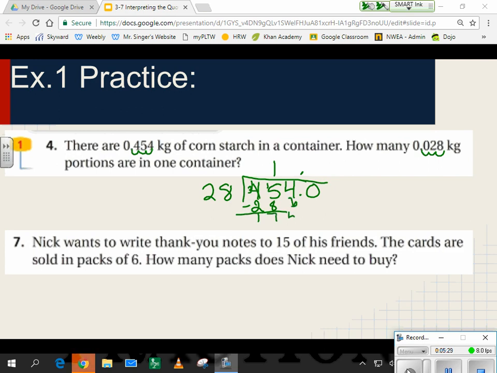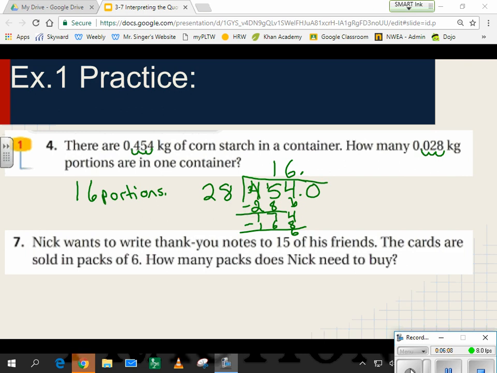Then we're going to bring down the 4, and we're going to see how many times 28 will go into 174. And the closest I can actually come up with is 6. 6 times 28 gives you 168. So now I can tell that I'm going to be left with a remainder of 6. And I could keep going, but the question again says how many portions are in one container. I'm not going to put partial amounts of containers. It's going to be just the whole number here. So this is one where we interpret it as 16 portions. We're not even going to worry about the extra portion that you see there.